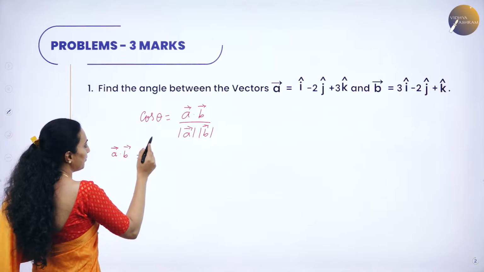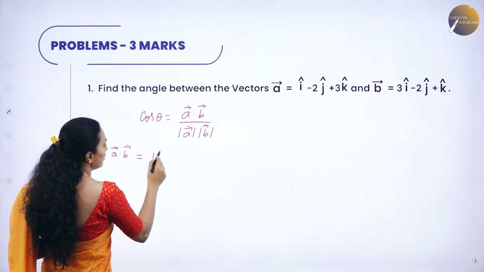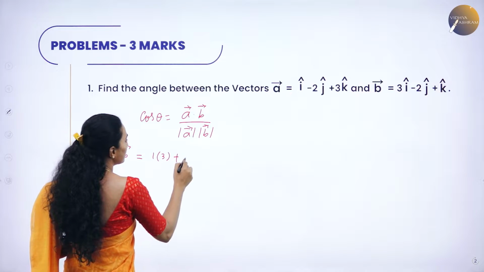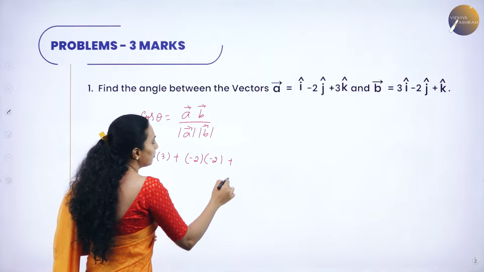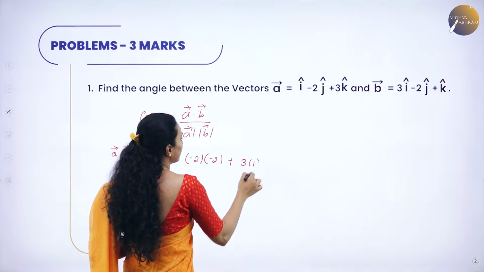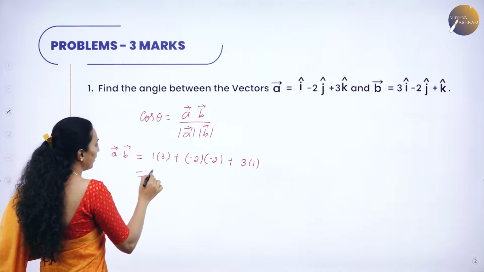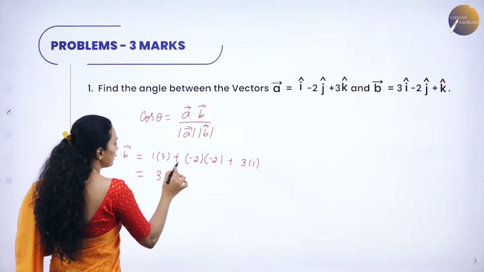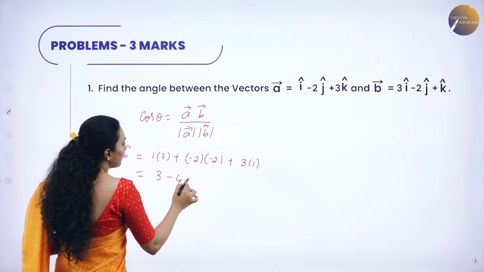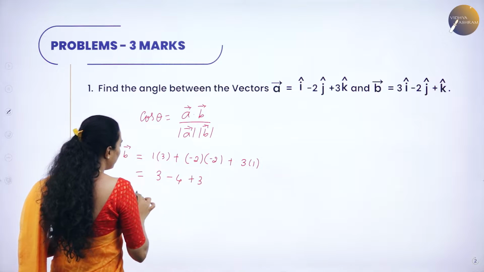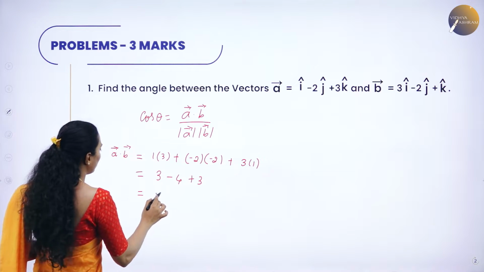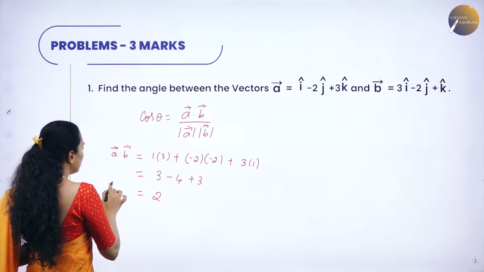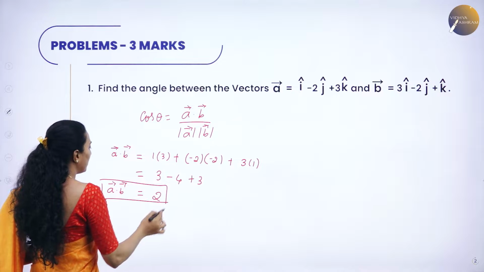So A vector dot B vector is given by 1 into 3 plus minus 2 into minus 2 plus 3 into 1. So which implies that 1 into 3 is 3, minus into minus is plus 4, plus 3. Now you can have 3 plus 3 is nothing but 6. 6 minus 4 gives you 2. So A vector dot B vector, you are getting the value which is equal to 2.